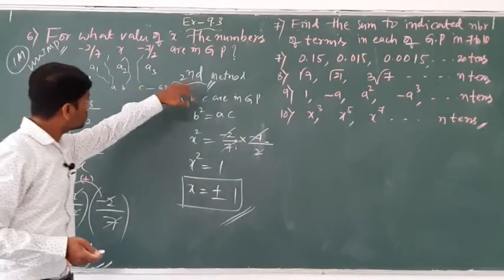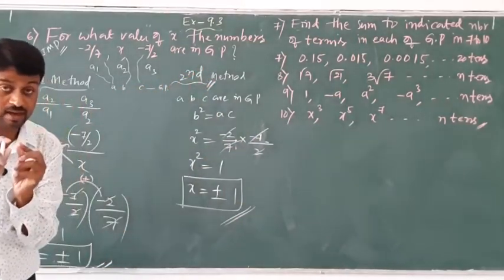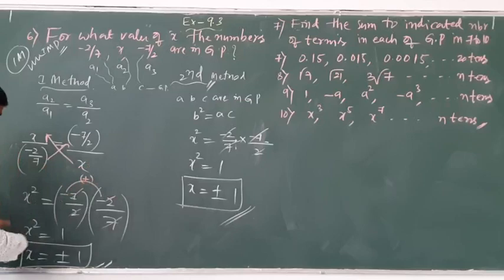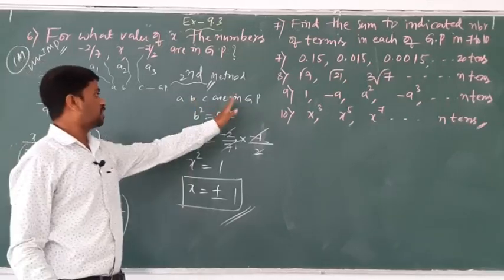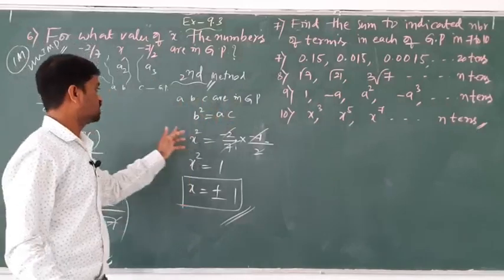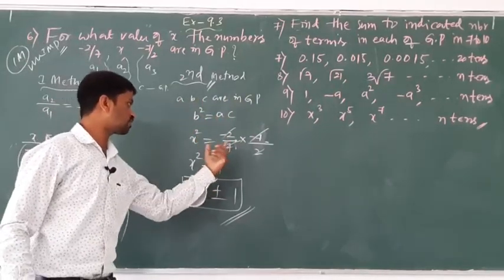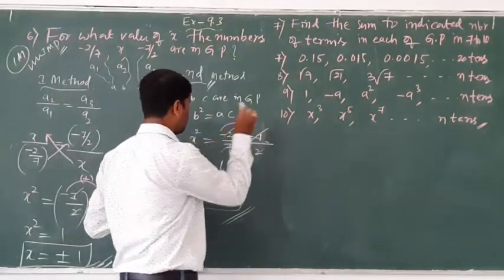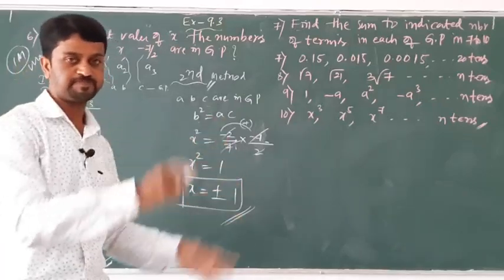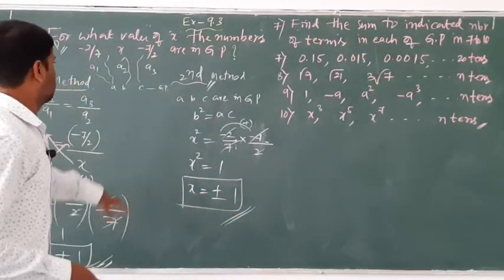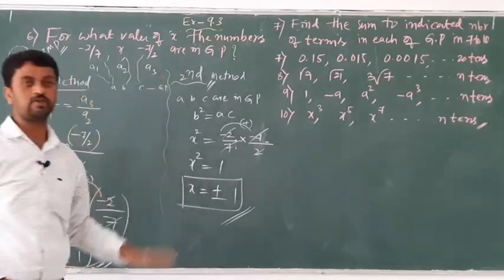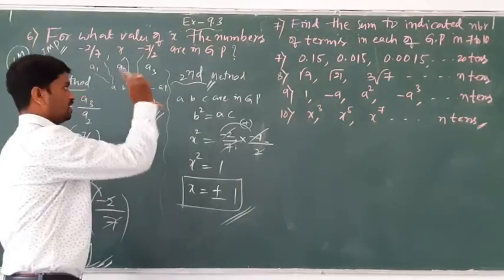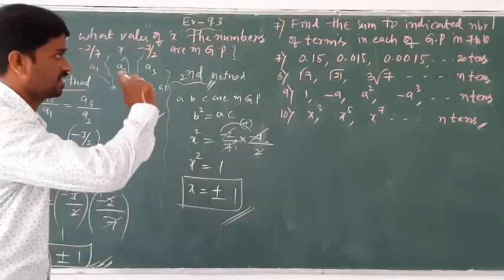But in the textbook they have put a question mark: is it in GP? Then you check it, A2 divided by A1, A3 divided by A2. Therefore yes, x is equal to plus or minus 1. Otherwise, if A, B, C are 100% in GP, then B square is equal to AC. Therefore x square is equal to minus 2 by 7 into minus 7 by 2. Both get cancelled, minus into minus is plus. Therefore x is equal to plus or minus 1. Okay, clear? Both methods you must write in your notebook. It is very important, especially for 1 mark. Yes, next goes to the next question.